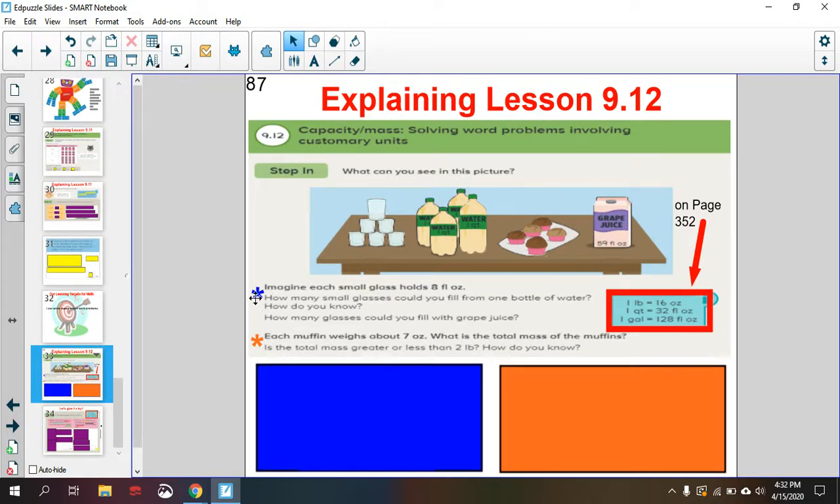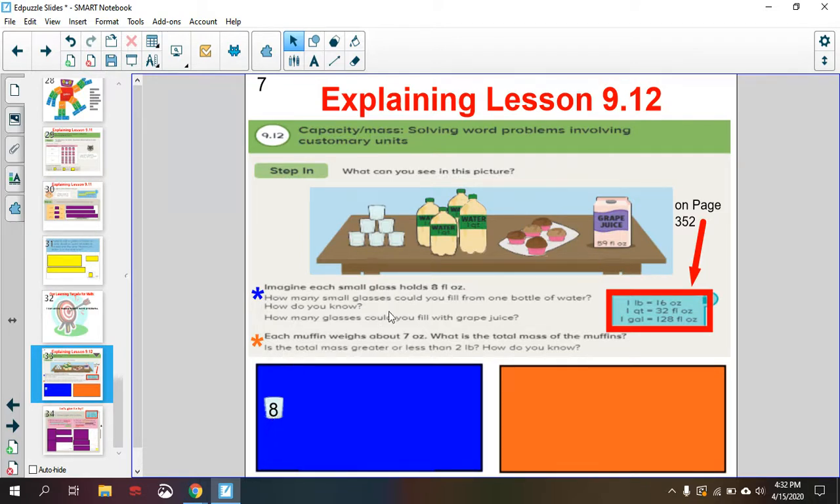All right, so the first thing we're going to do, though, before we do a couple problems at the bottom of this page, is I do just want to kind of think about these two problems right here in the book. So the first one here in blue says, imagine each small glass holds 8 fluid ounces. So if I take one of those glasses down here and put it in my blue box, I know that that glass holds 8 fluid ounces. That is the capacity of that glass. That's the most I could put into it.